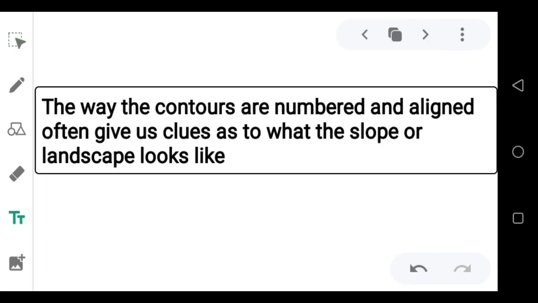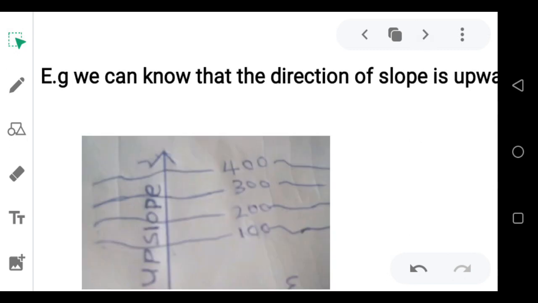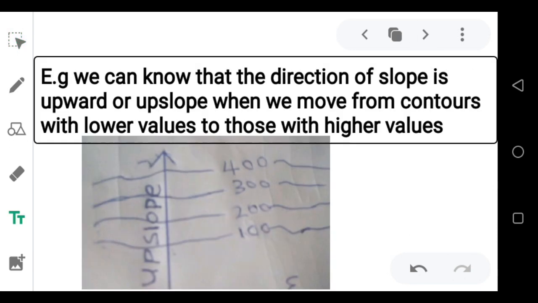Now, the way the contours are numbered and aligned often give us clues as to what the slope or landscape looks like. For example, we can know that the direction of slope is upward, or upslope, when we move from contours with lower values to those with higher values.